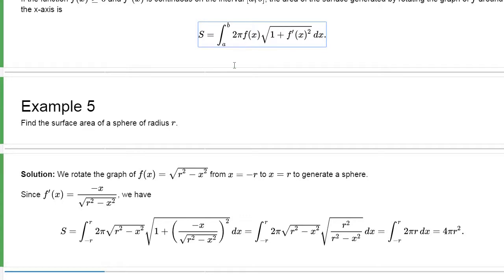We need a function that will give us the sphere as a surface of revolution. And the thing to use is the square root of r squared minus x squared. That is the top half of a circle, a semicircle centered at the origin of radius r. If you rotate that around the x-axis, you will get the sphere centered at the origin of radius r.